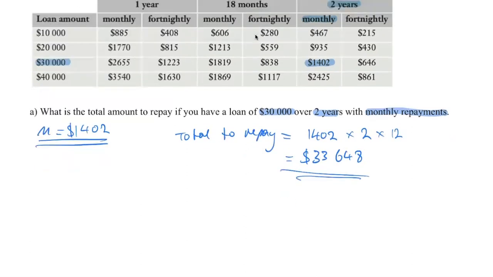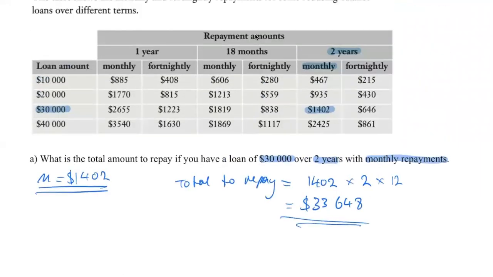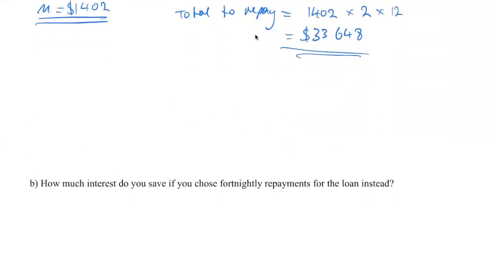Okay, all right. So part B is how much interest do you save if you choose fortnightly repayments for the loan instead? Well, we might do this in purple. Okay, all right, so that means we go up to the same thing. Our principal is the same, our loan term's the same. However, this time we're using $646 as our regular contribution, so per fortnight. All right, so our regular contribution in this case, M, will equal $646.